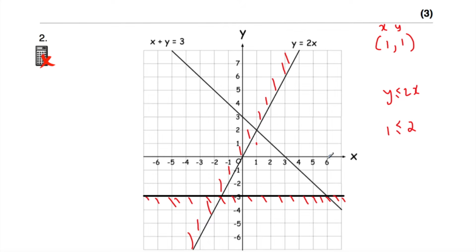And let's just check this point here, (6, 0). So the x-coordinate is 6 and the y-coordinate is 0. 0 is less than 2 times 6. That's 12. 0 is less than 12. Yeah, that works. And if you choose a point up here somewhere, it wouldn't work.